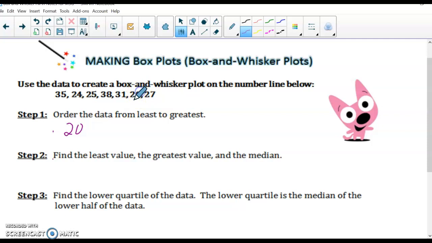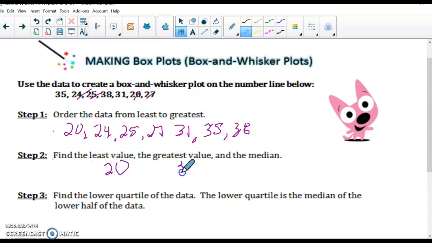20, 24, 25, 27, 31, 35, and 38. So the least value, our minimum, is 20. Our greatest value is 38. And our median, I'm going to cross off, cross off, cross off, cross off, cross off, cross off. Our median is 27. Okay?